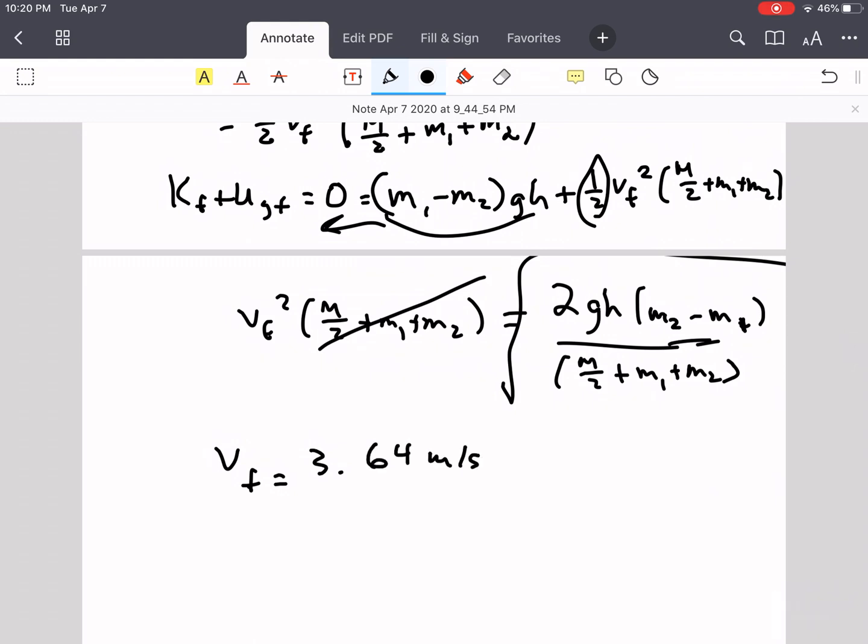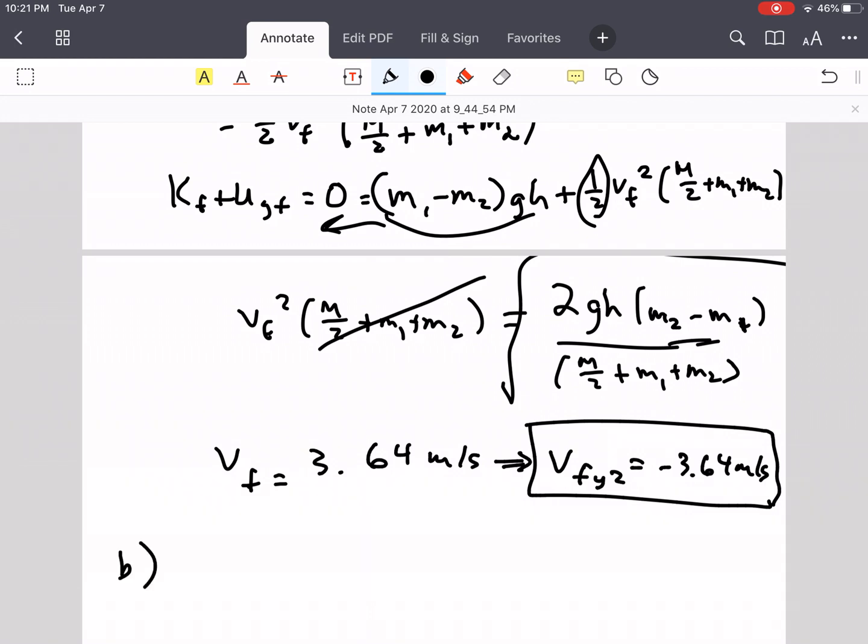Someone can check me on this. And since block 2 is moving down, the trick question I always like to ask is, the final velocity of block 2 is in the y direction, and it's negative. It's moving down at 3.64 meters per second.